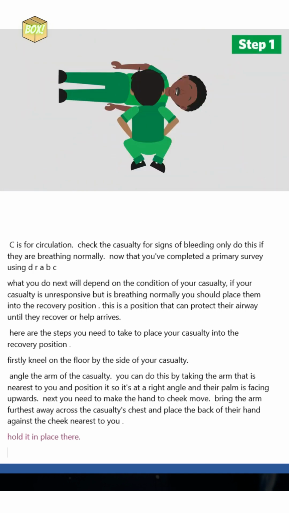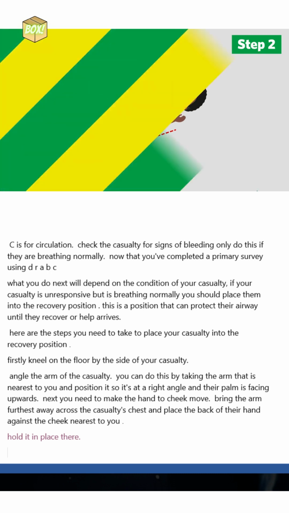Firstly, kneel on the floor by the side of your casualty. Angle the arm of the casualty. You can do this by taking the arm that is nearest to you and position it so it's at a right angle and their palm is facing upwards.